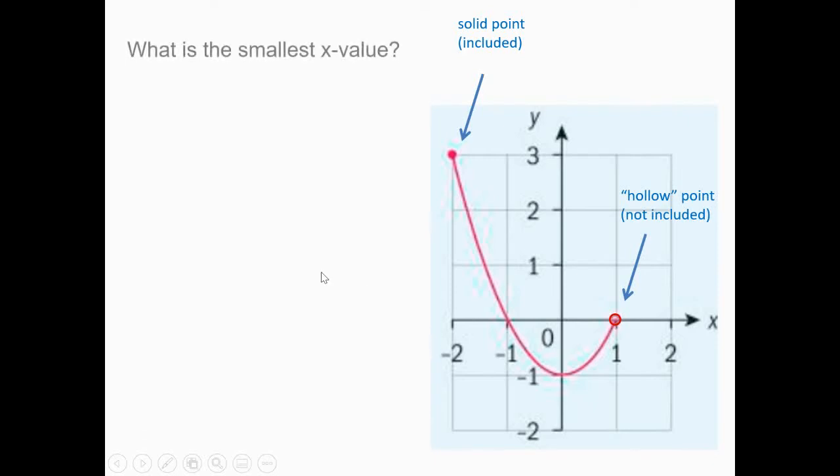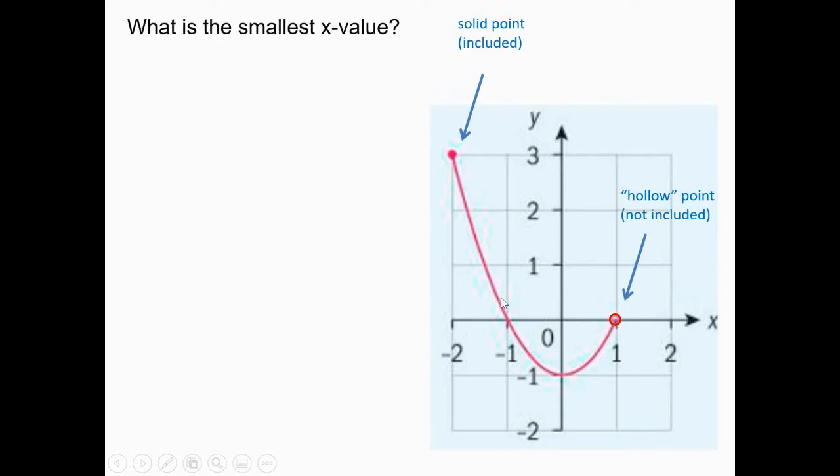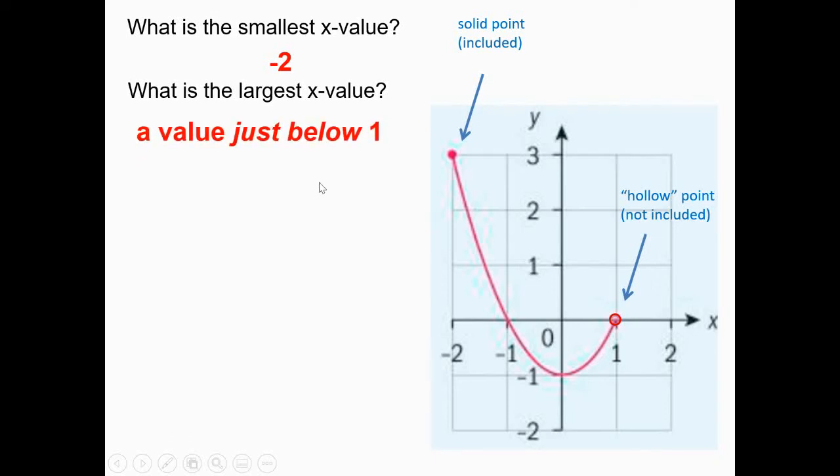Let's talk about this. What is the smallest x value that this graph has? Well, that's -2, right? If you look at the x-axis, this is the smallest value possible. Okay, what is the largest x value? It is a value just below 1, right? It's not 1 because there's a circle. If you said 1, you're right, but not quite right. Yes, the x values go all the way to 1 here, but they don't include 1. They get to just before 1, so just below 1. Okay, write the domain, therefore, based on that.